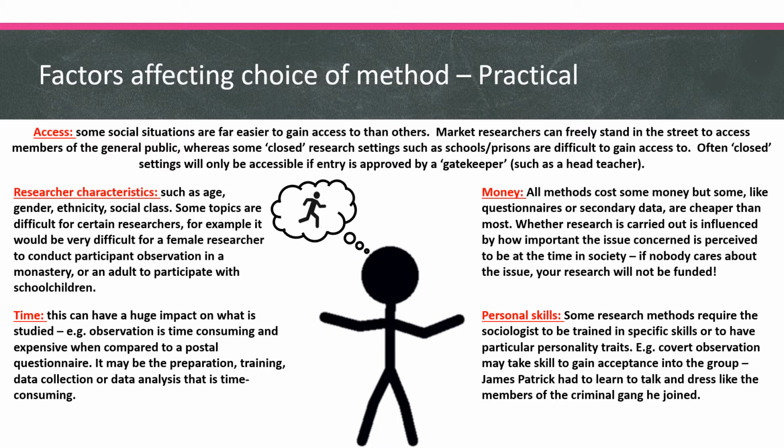But the easy way to remember these, time, researcher characteristics, access, money, and personal skills, you can use the acronym of TRAMP. So when you're thinking about the practical factors, you've got to think about your TRAMP. Time, research characteristics, access, money, and personal skills.